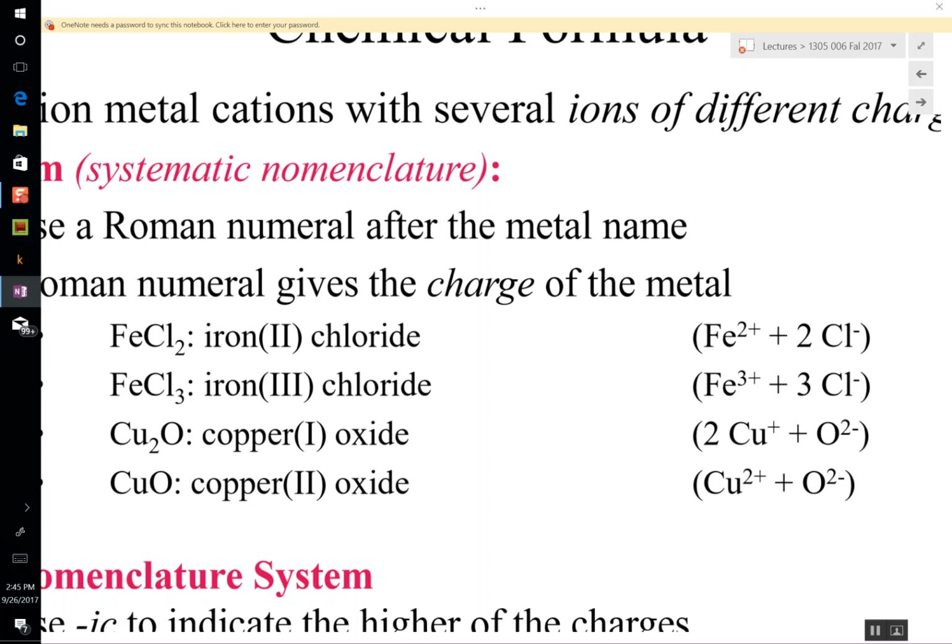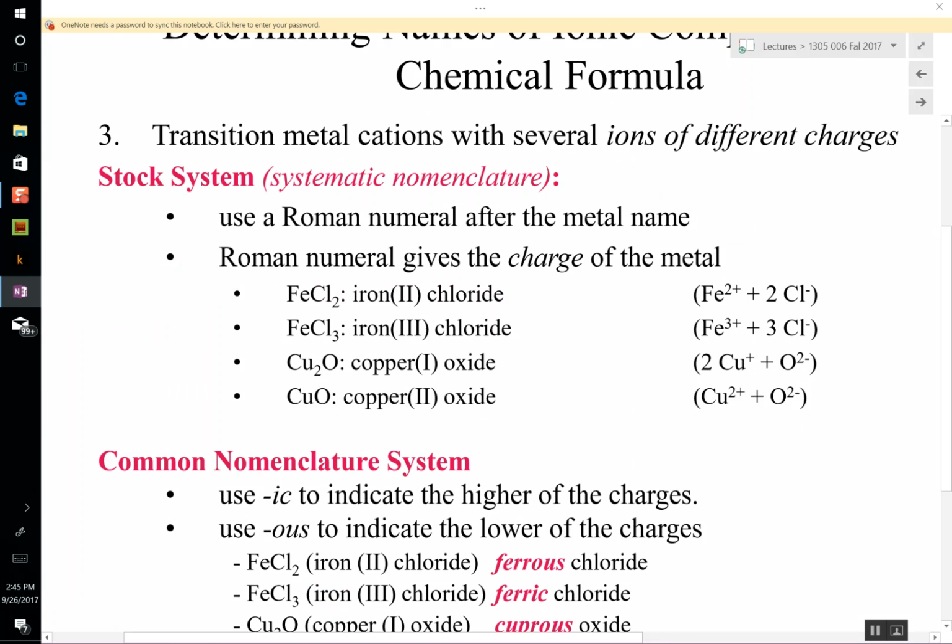There are 20 elements that I could talk about that do this: chromium and cobalt and nickel and a whole bunch of different ones, mercury. But the 3 I want you to really commit to memory and be familiar with are iron, copper, and tin. Iron, copper, and tin.